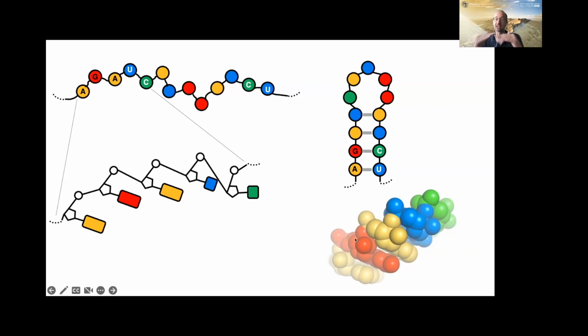So all these bases are flat, they're planar, and so they stack like pancakes, like coins, and the sugar phosphate backbone goes on the outside of that because that likes water. So that likes to see water, and the bases, as a rough approximation, don't like to interact with water that much, except maybe on the edges.